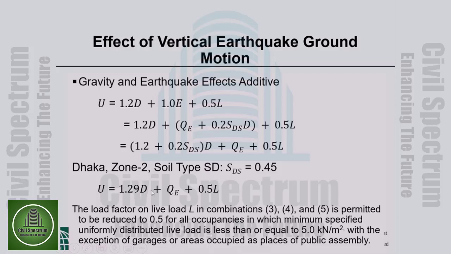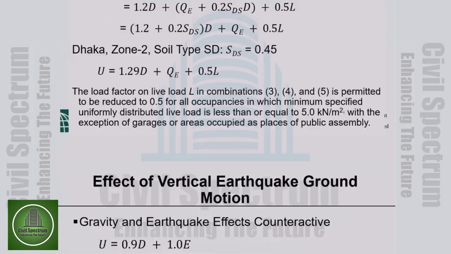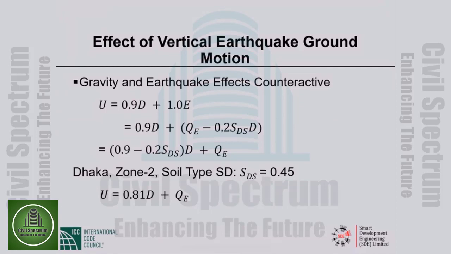So by considering vertically downward earthquake effect, we have increased the dead load factor from 1.2 to 1.29. That's precisely what we have done through everything that I have discussed. E is equal to E sub H plus E sub B in the additive load combination, or E is equal to E sub H minus E sub B in the counteractive load combination. Let us look at the counteractive.